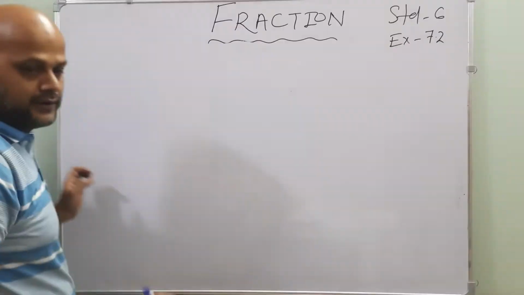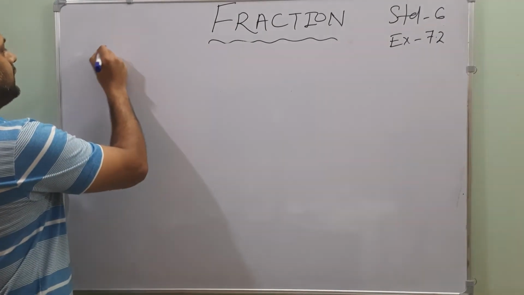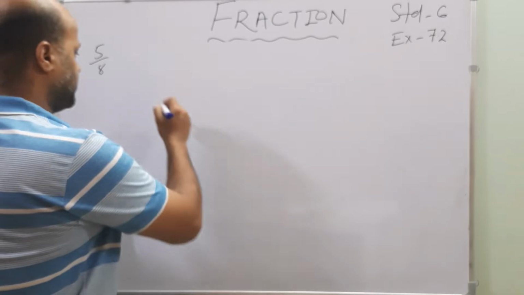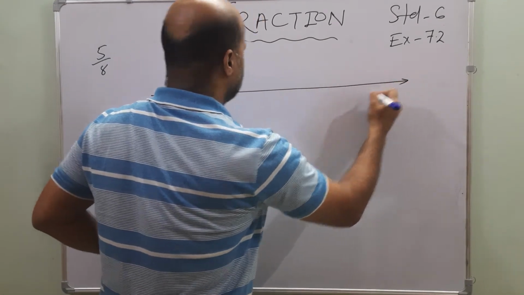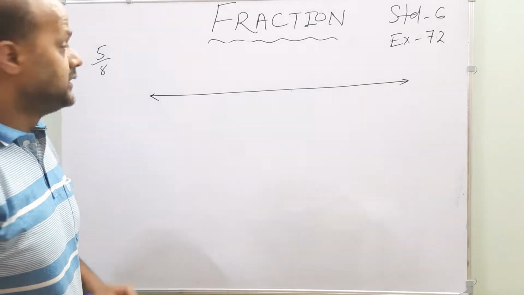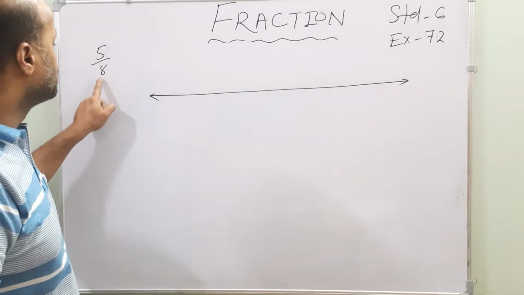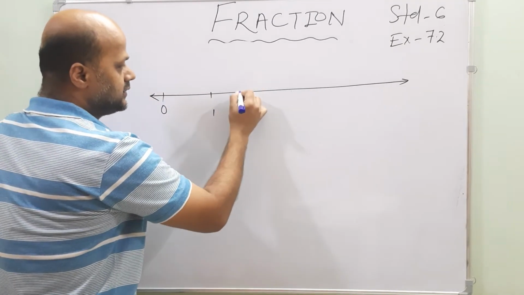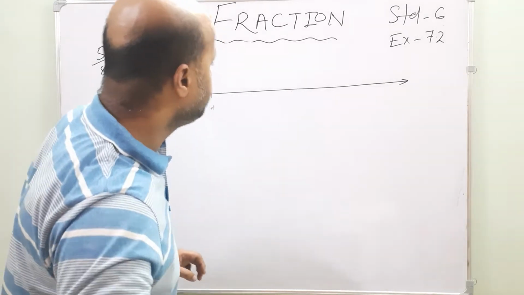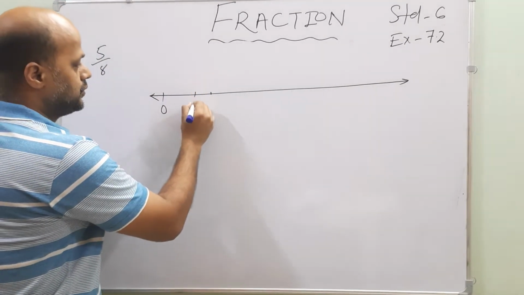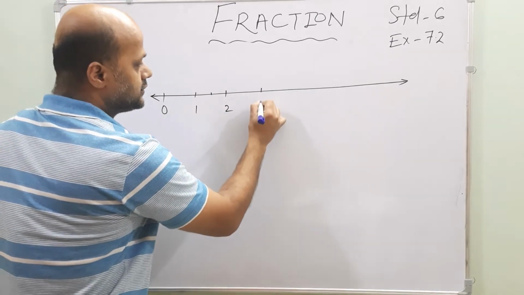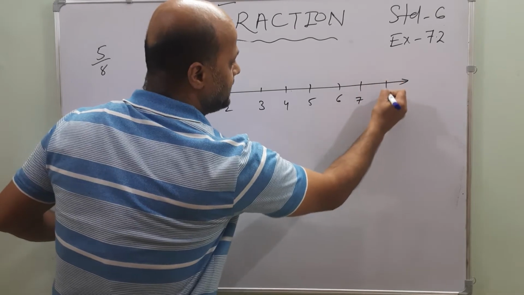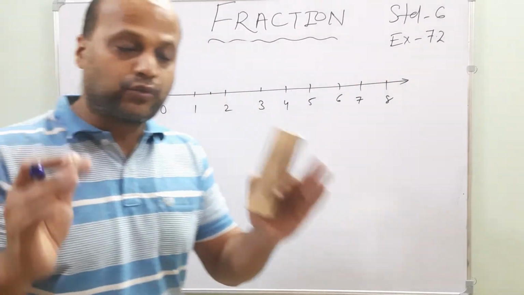Let's see another example. Let's go for 5 by 8. So what is the first step? The first step is to draw the number line with the help of a scale and pencil. What is the total? Out of 8, 5 parts. So the total is 8, so divide this number line into 8 parts. 0, 1, 2, 3, 4, 5, 6, 7 and 8. You have to make equal parts.